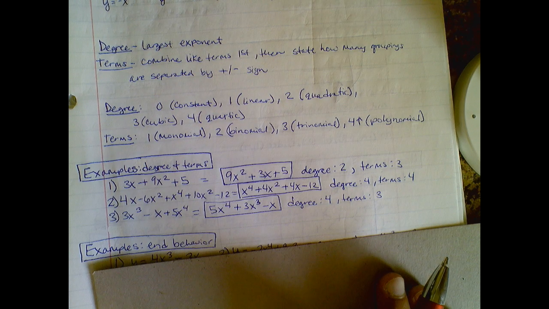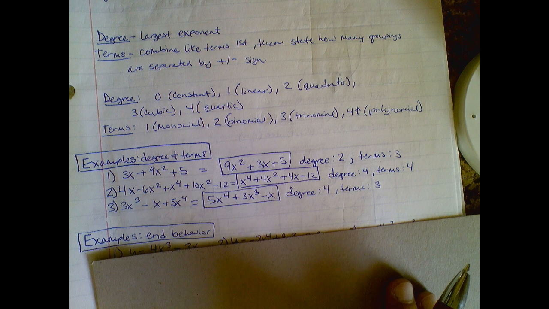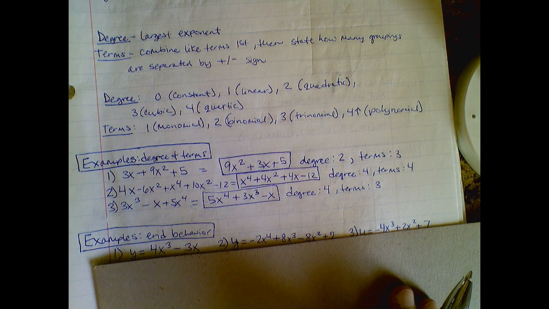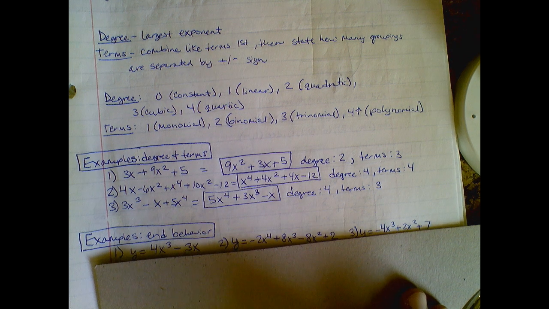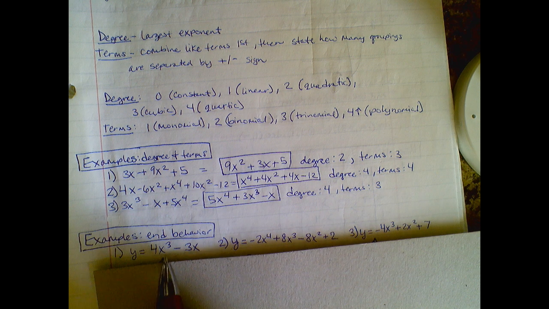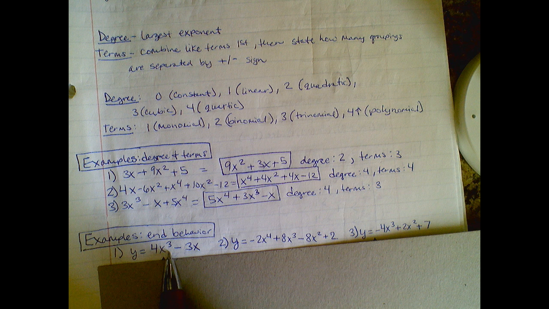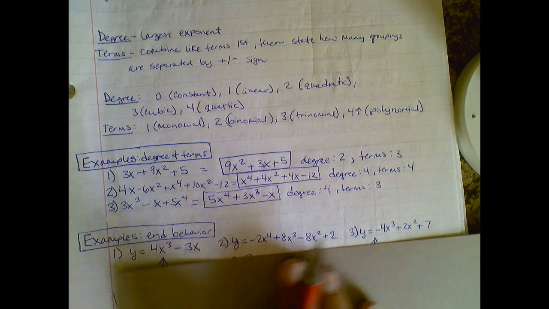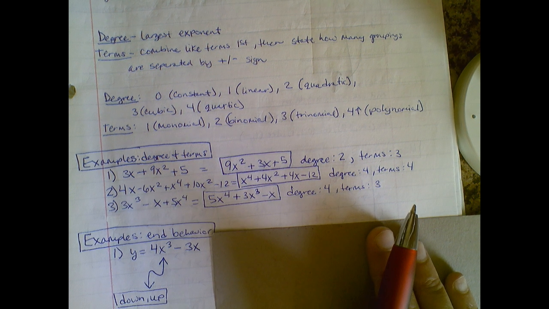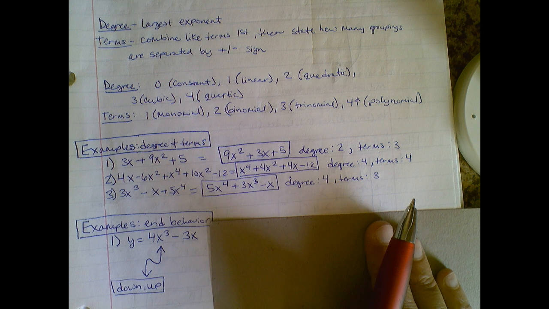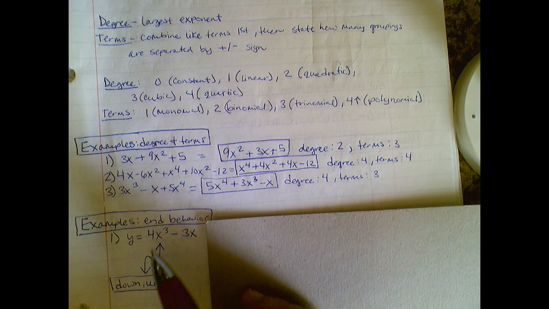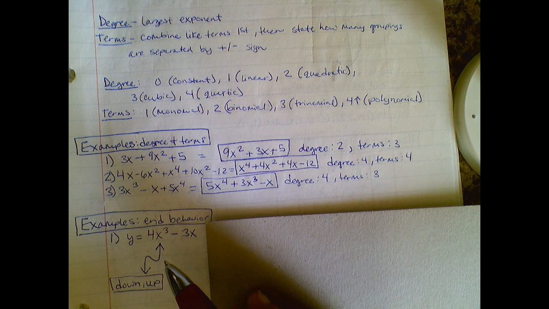Now, this next one, we're going to talk about what end behavior is. For end behavior, we can either look at a graph to tell, or we can look at our highest degree, our highest exponent. So for this first one, if I would type this into my graphing calculator or Desmos, it's going to look like this.